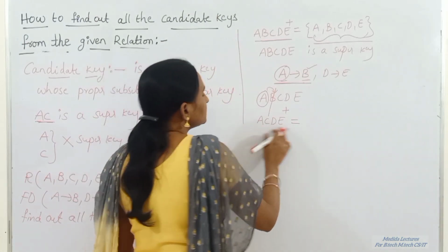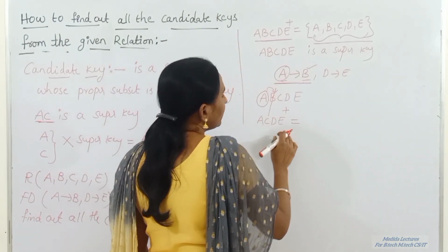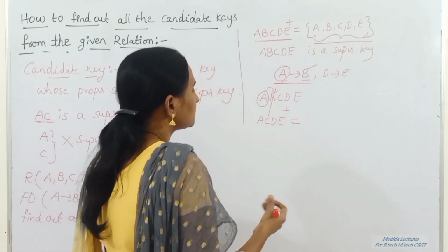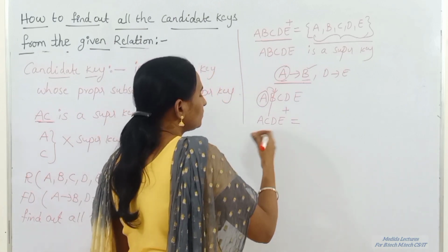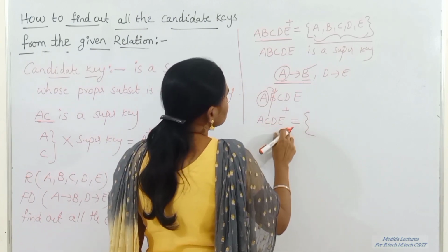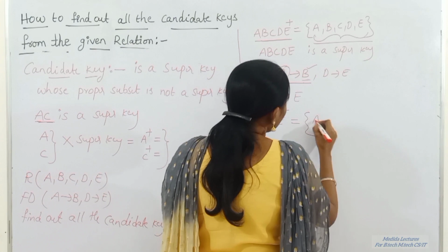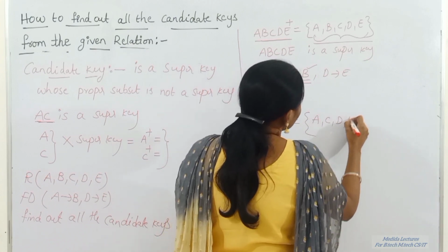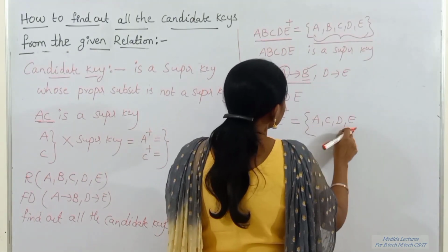You will check whether it is a super key or not. If you want to find out whether any attribute or set of attributes is a super key or not, you have to find the closure. So, what is the ACDE closure? ACDE closure first determines ACDE itself.